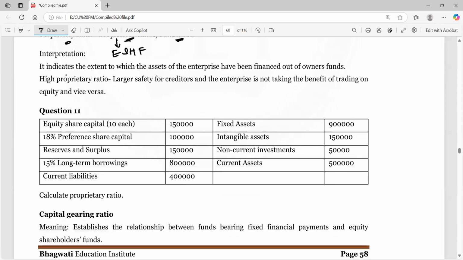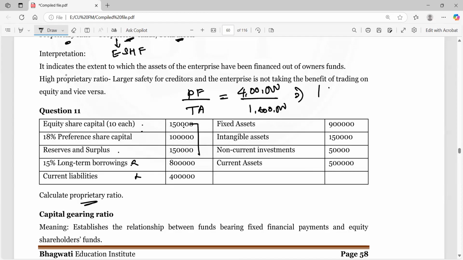We will do the interpretation with the help of this question. Calculate proprietary ratio. First, the numerator is proprietors fund, the denominator is total asset. So in proprietors fund, should equity share capital be included or not? Yes. So 1,50,000 plus preference share capital. Yes. Reserves and surplus. Yes. Why? Because it belongs to equity shareholders. Long-term borrowings, no. And current liabilities, no. So what is the numerator total? 4 lakh. Total asset, how much? 16 lakh.